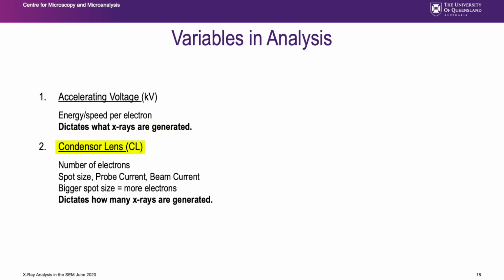Two, the condenser lens, the first lens down. It's referred to as the spot size, the probe current, the beam current. It produces the number of electrons. Small spot, few electrons. Big spot, a lot of electrons. More electrons produce more X-rays. I need a certain critical number of X-rays to perform good analysis.